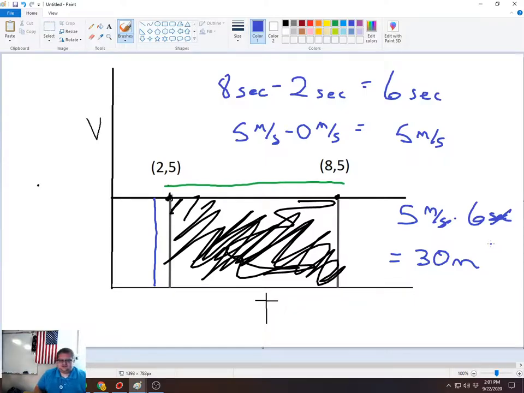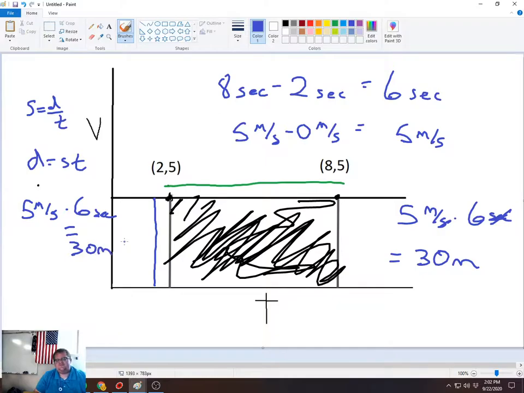And once again, if I ask you what's the displacement, we can use the simple version: speed is distance over time. If we rearrange, distance is speed times time. So how fast was this object going? It was going 5 meters per second, and it went that for 6 seconds. So you get the exact same thing back out, 30 meters.